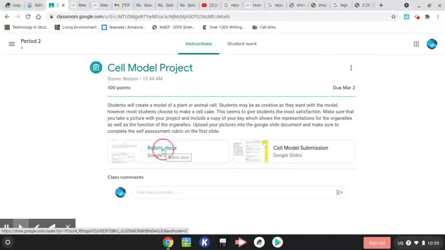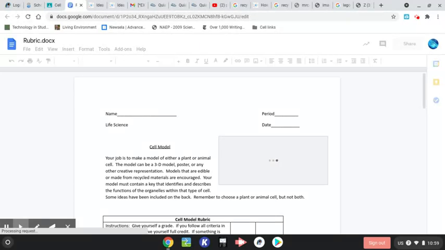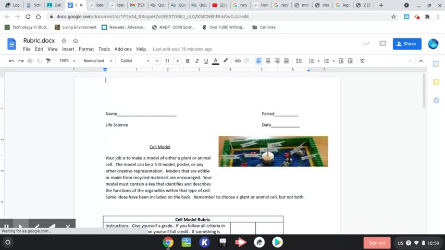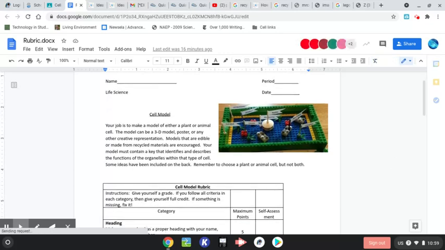So if you click on the rubric doc, at the top of the rubric doc are some instructions, basically just telling you what I just said, that you're making a model, and to be creative, to have fun with it. I think this is one of the most fun projects of the year for students. Right off the bat, you can see right next to the instructions, there's a picture of a Lego cell model. Sometimes people that have extra Legos around decide to do that.